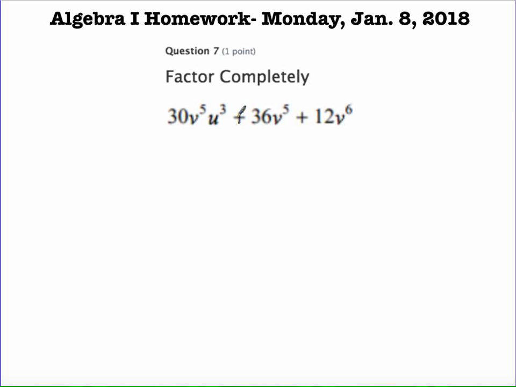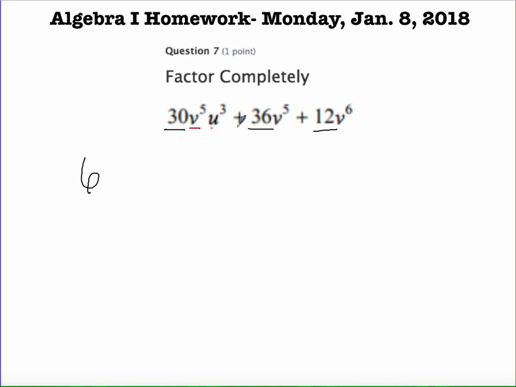Final question, factor completely. So this is only 3 terms, but it's not like just a v squared or v4 kind of thing. It's not where I'm going to break it down into 2 binomials. I see that I need to pull out a GCF first. So between 30, 36, and 12, I know that 6 goes into all 3 of them. So I could take out 6.